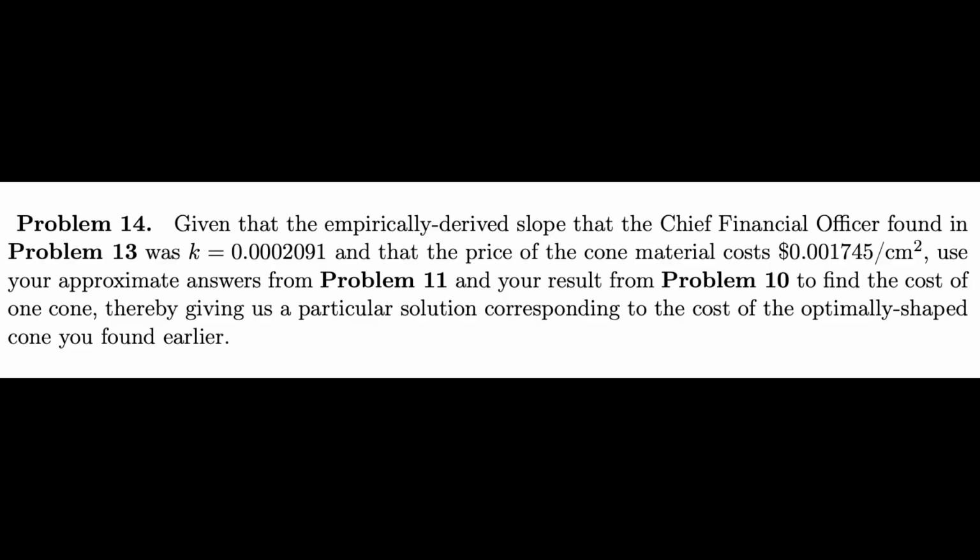Problem 14. Given that the empirically derived slope that the chief financial officer found in problem 13 was k equals 0.0002091, and that the price of the cone material costs $0.001745 per square centimeter, use your approximate answers from problem 11 and your result from problem 10 to find the cost of the cone, thereby giving us a particular solution corresponding to the cost of the optimally shaped cone you found earlier.